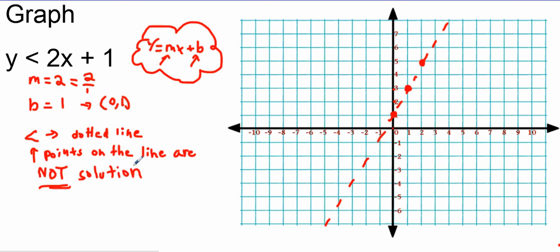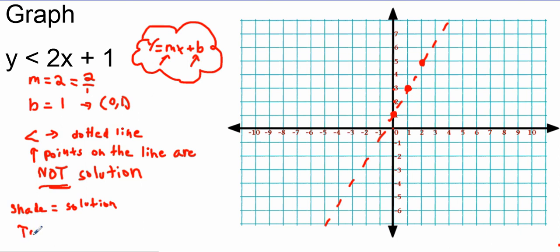All right, so we graphed our points. We connected with the dotted line because it's less than, meaning the points on the line are not solutions. And lastly, we have to shade. Let's talk about shading a little bit. When we shade, we're saying the shaded region equals our solutions. It is the area where all our solutions exist. So to find the solutions, we're going to use a test point.